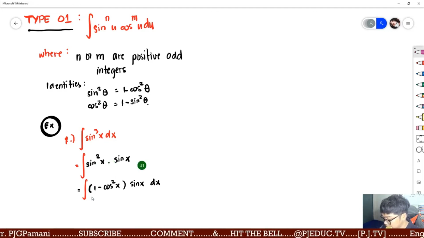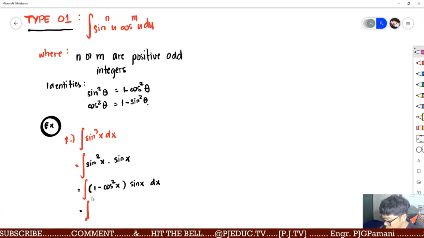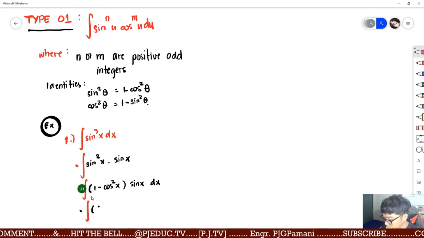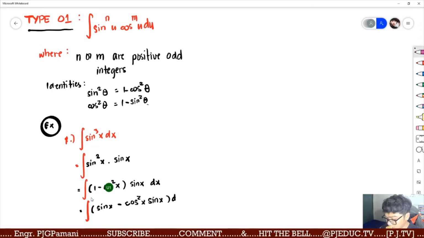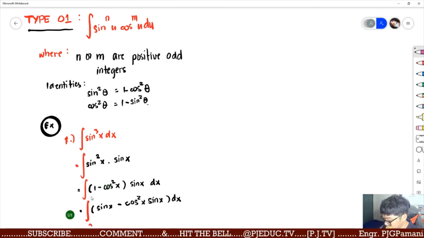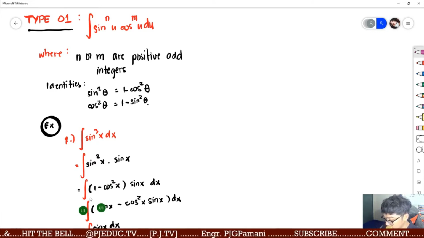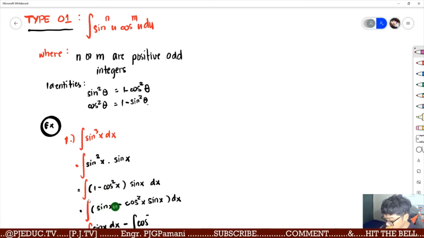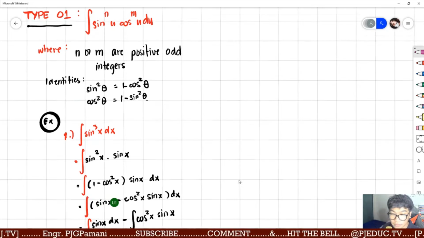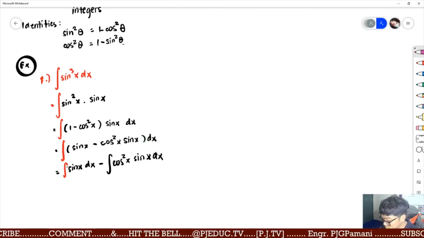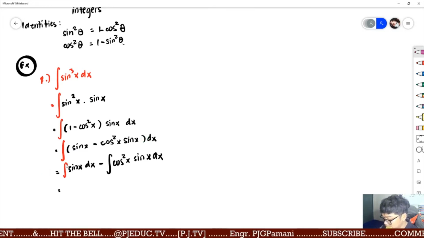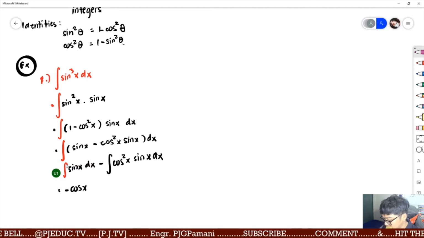dx. Simplify further, we distribute our sine x to our terms. That is now sine x minus cosine squared x times sine x dx. Distribute our antiderivative. This gives us the integral of sine x dx minus the integral of cosine squared x sine x dx. Similarity of terms. The integral of sine x is basically negative cosine x.